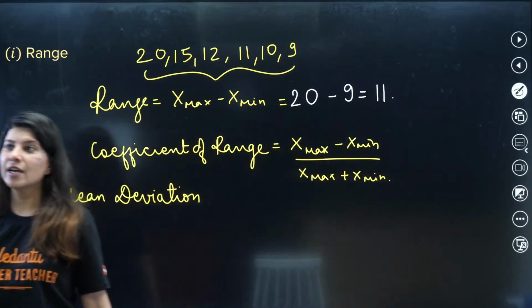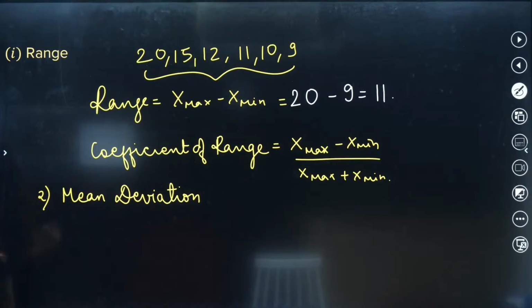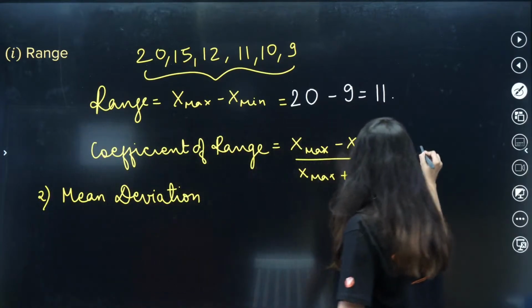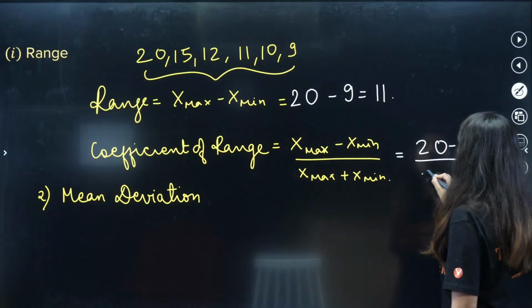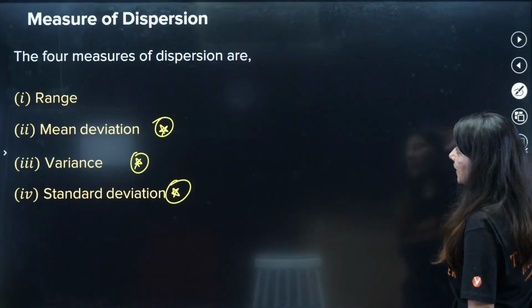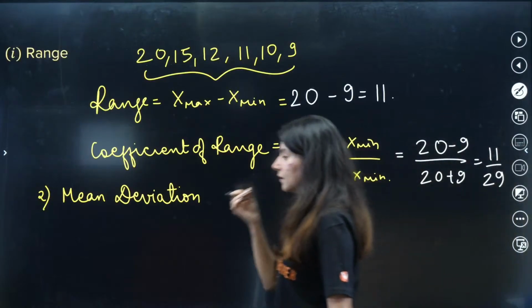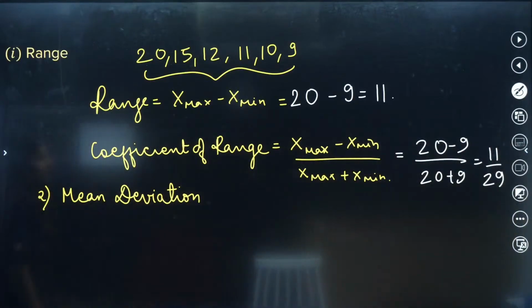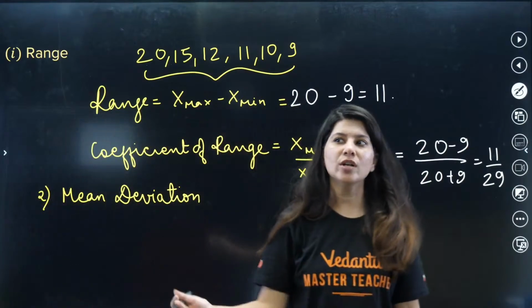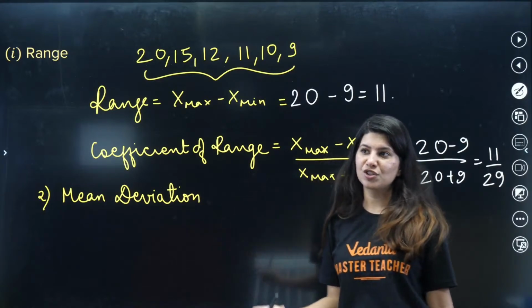There is one more thing which we call the coefficient of range. Coefficient of range is nothing but maximum value minus minimum value upon maximum plus minimum. So 20 minus 9 upon 20 plus 9, which is 11 by 29. Done with range. Range is not very important, but you should know about range and coefficient of range.